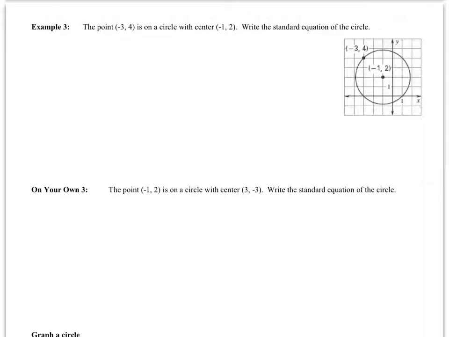Okay, it says the point negative 3, 4 is on a circle with a center of negative 1, 2. Write the standard equation of the circle. So looking at this one, I can't just count to find my radius, and my radius isn't given to me. So what I have to do is use the distance formula in order to find the radius. So I need to use the distance formula between this point and this point to find that radius there. So my distance formula, it's been a while since we've done this one.